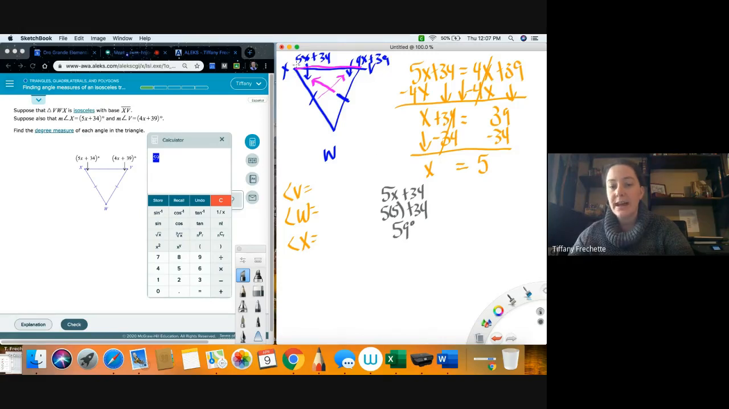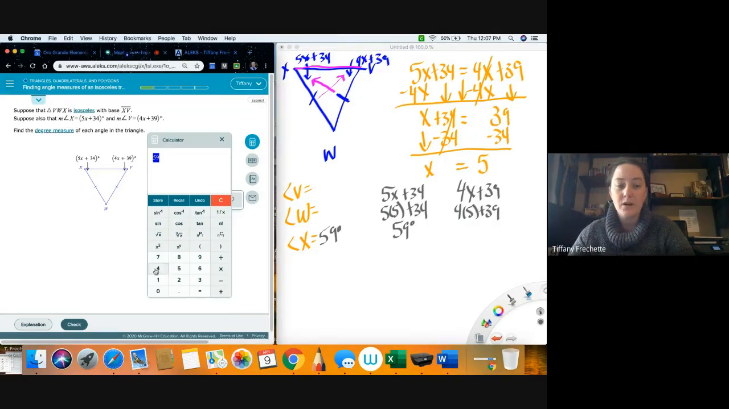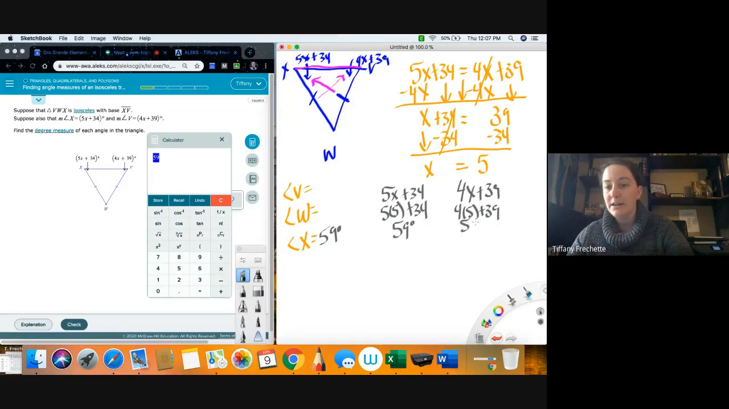And this one was x. Which other one should be 59 degrees also? V, that's our other base angle. So again, we can check it real quick just to make sure nothing went wrong in our math over here in the orange part. So we know x is 5, plus 39. So let's go 4 times 5 plus 39. And we get 59 again. Perfect. That's what we wanted to get.